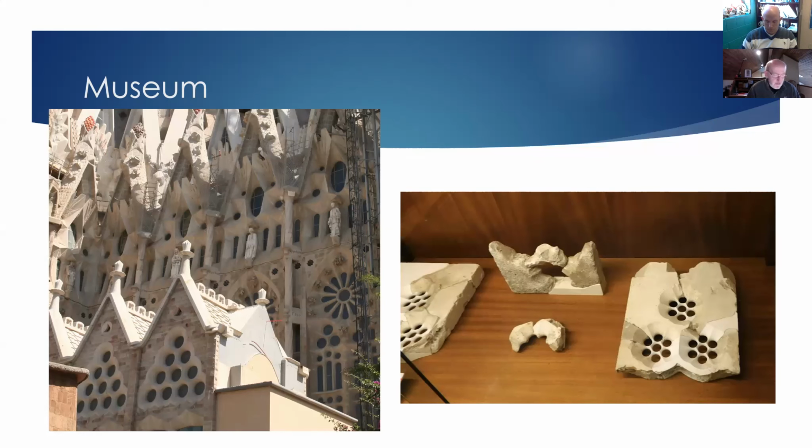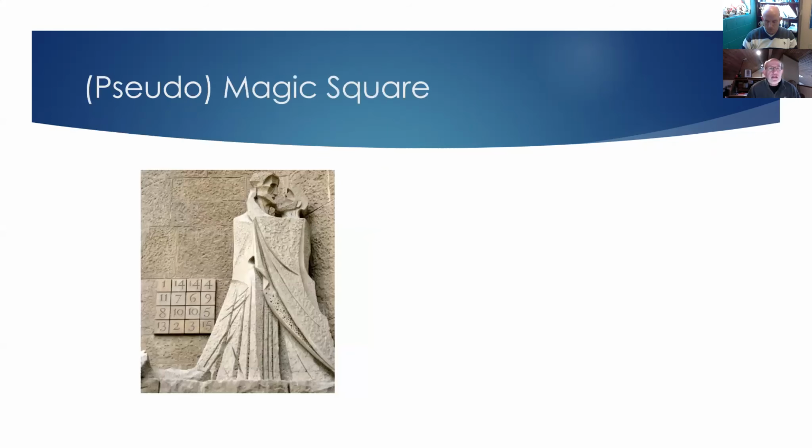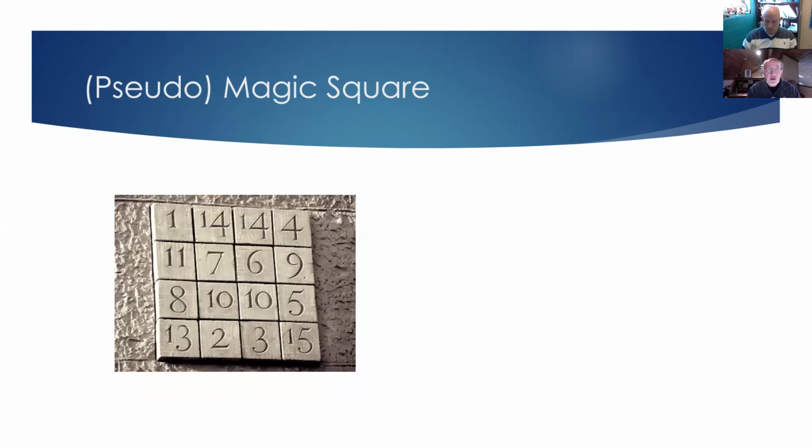All right, now what type of math activities might you want to choose? Let's start with the magic square. You can tell from the sculpture that this is the Passion facade. So there is a magic square. Well, it's actually a pseudo magic square.